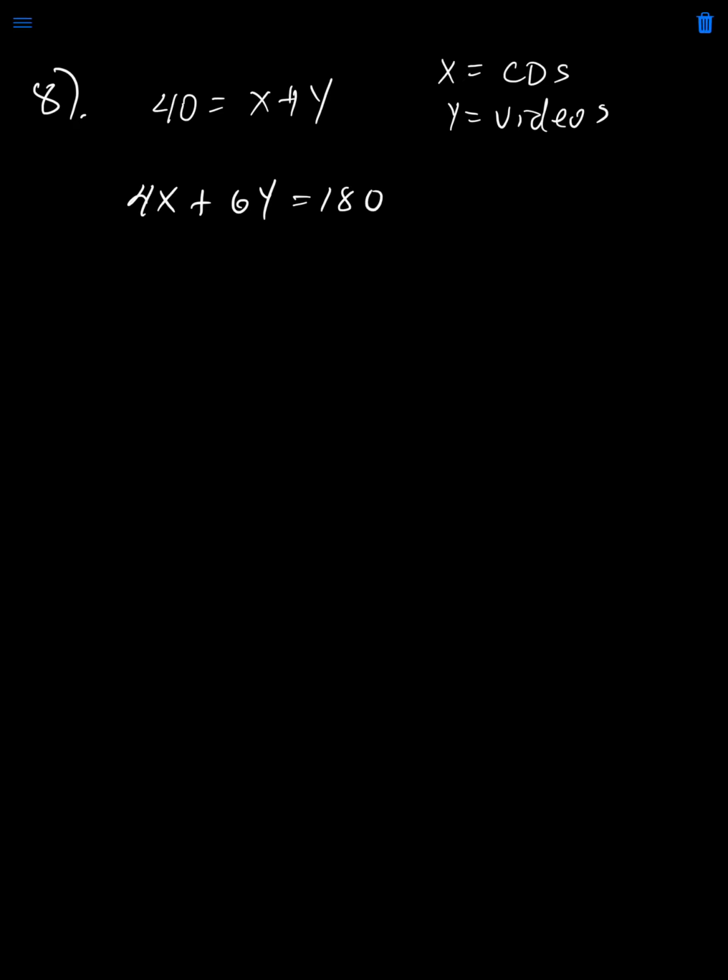So number 8 here, a used bookstore started selling used CDs and videos. In the first week, the store sold a combination of 40 CDs and videos. So I know 40 is equal to X plus Y, as X equals CDs and Y equals videos. Then they charge $4 per CD, so that would be 4X. And then $6 per video, and the total amount sold was 180. Determine the total number of CDs and videos sold.